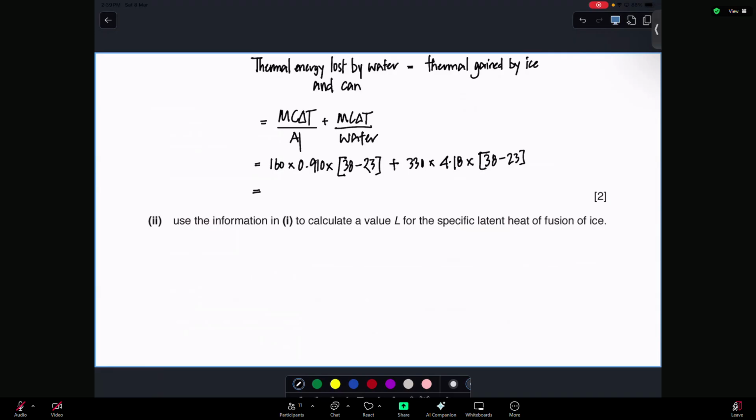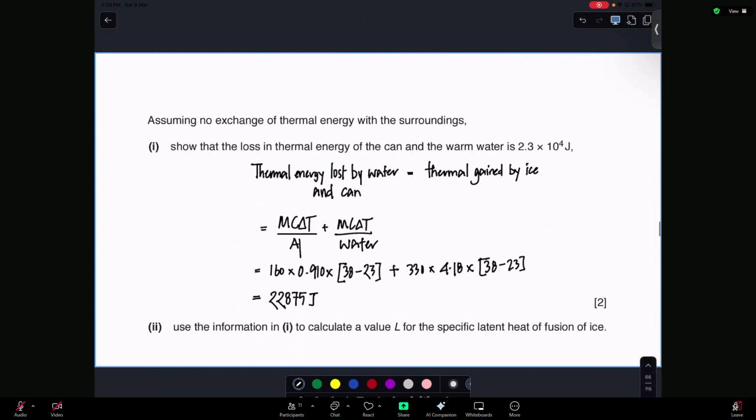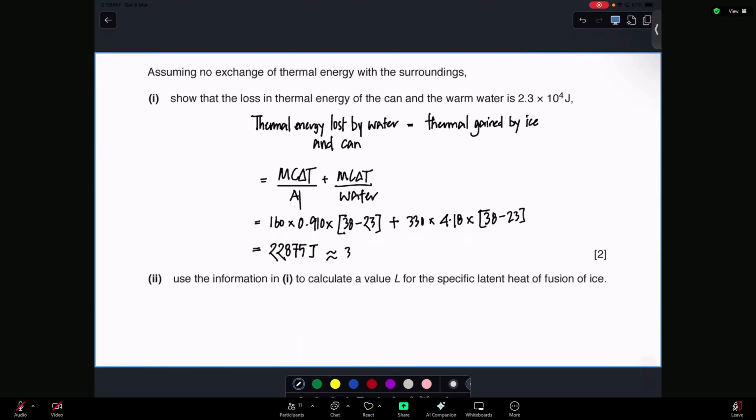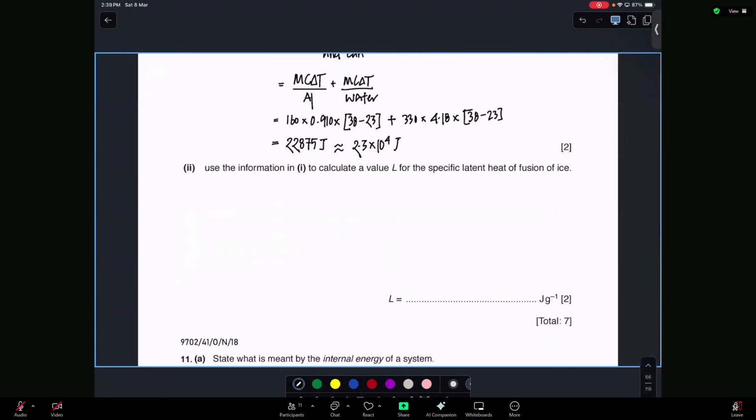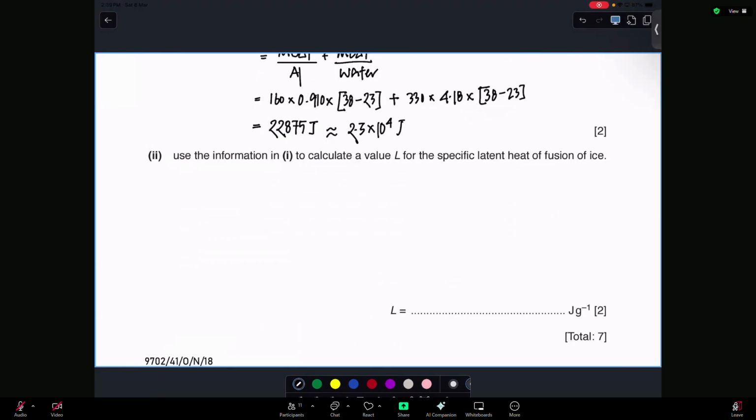Yeah. কত আসে এটা? 22875 joules. আচ্ছা, ওরা শো করতে বলছে। So yeah, approximately 2.3 into 10 to the power 4. Use the information to calculate the specific latent heat of fusion for ice. So how do you do this?